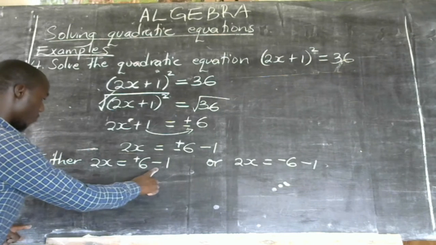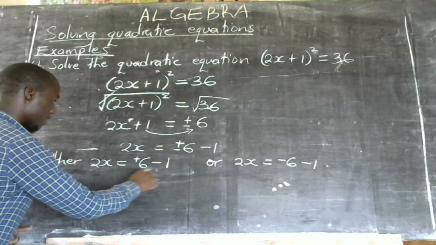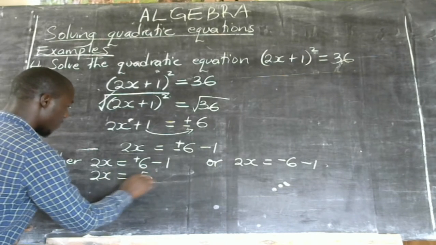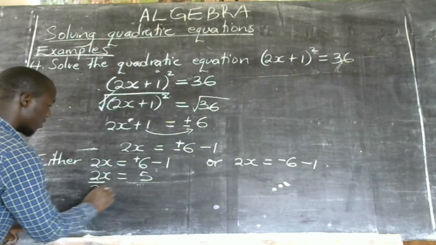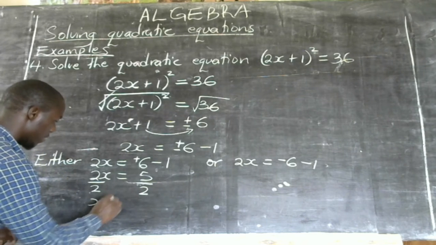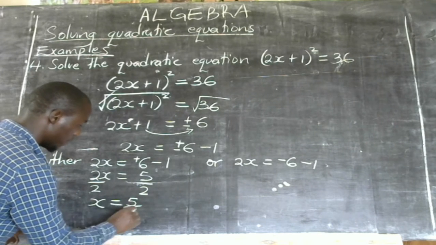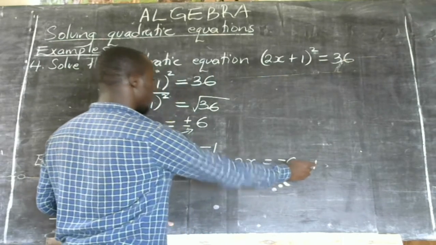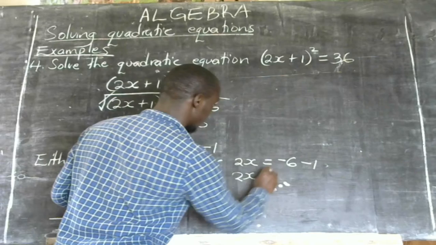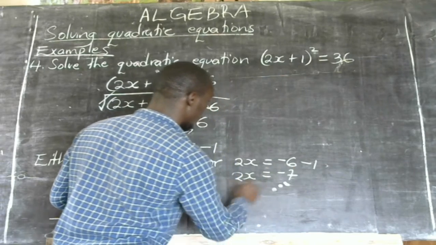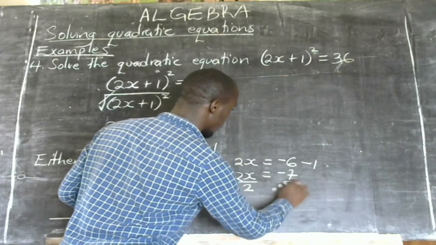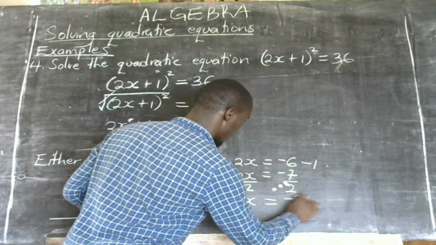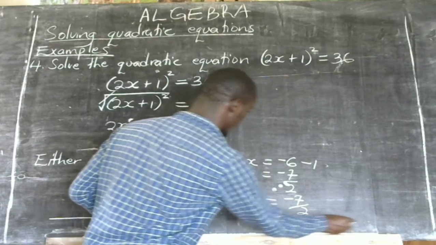Coming back here, when I simplify one side, I have 5. Then I divide both sides by 2 to get the value of the variable as 5 over 2. When I simplify the other side, I have 2x = −7. Then dividing both sides by 2, I have x as −7 over 2.